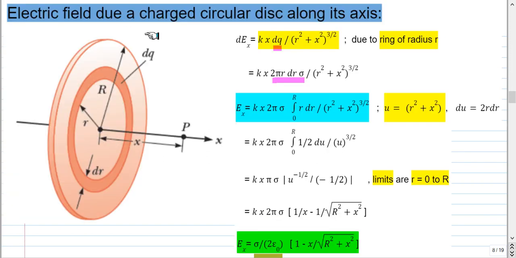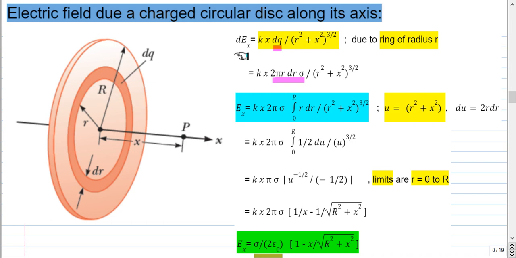Now let's find the electric field due to a charged circular disk along its axis. This is a disk of uniform surface charge density sigma. The disk is very thin, and the point where we are finding the electric field is at a distance x from the center of the disk. To find the electric field, we'll take an elemental ring of radius r and thickness dr. Once you calculate the electric field of this element, if you integrate it from r equal to 0 to r equal to capital R, the radius of the disk, we'll get the net electric field.